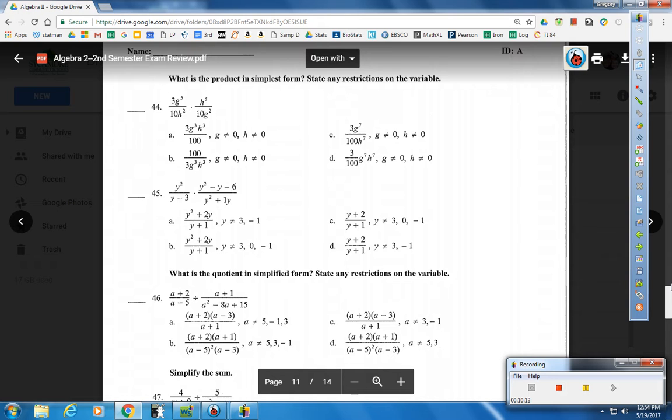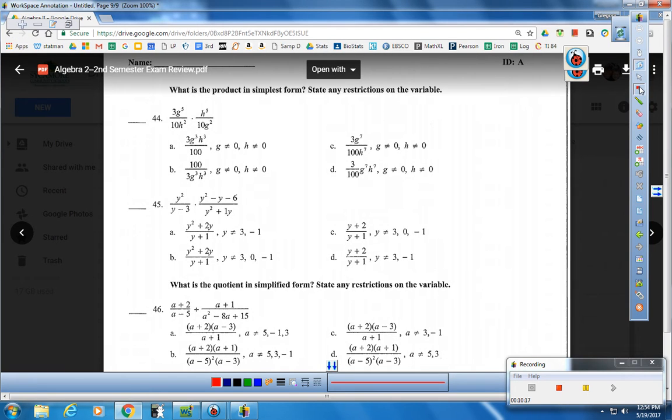All right. Number 44. We want to multiply across the top, multiply across the bottom, and then simplify. So across the top, we've got 3g to the 5th, h to the 5th. And on bottom, we've got 100 h squared g squared. Okay? Now, I know g and h are not allowed to equal 0, and that's why it says it in all of these, because I'll have 0 in the denominator, same thing we've gone through before.